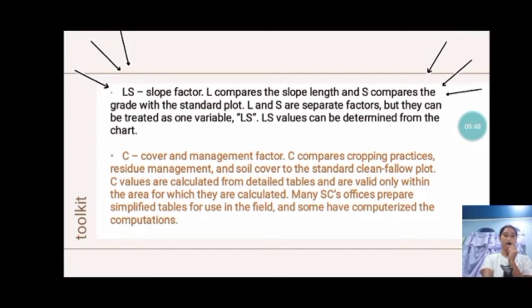And next one will be C, cover and management factor. C compares cropping practices, residue management, and soil cover to the standard clean fallow plot. C values are calculated from detailed tables and are valid only within the area for which they are calculated. Many SCS offices prepared simplified tables for use in the field, and some have computerized computations.